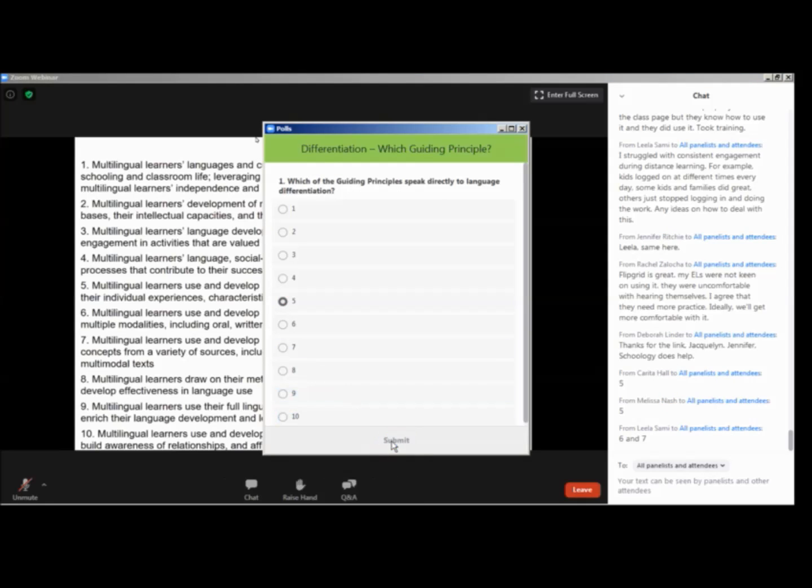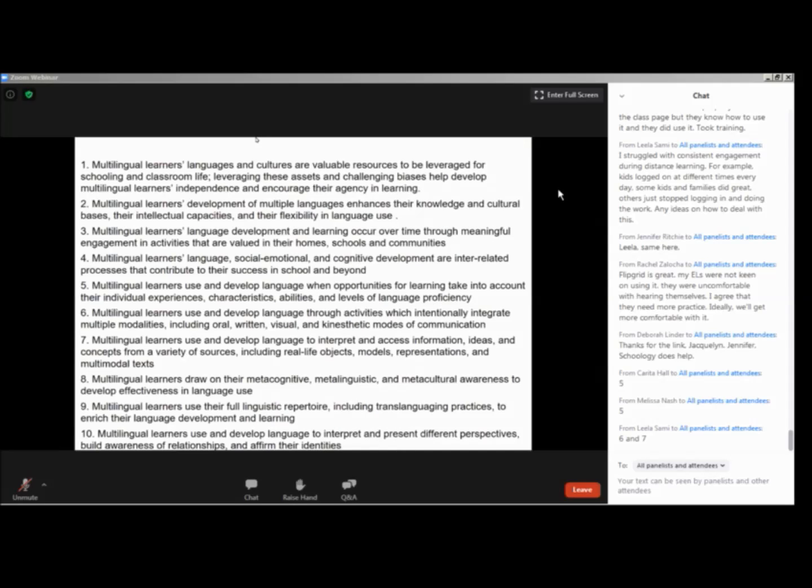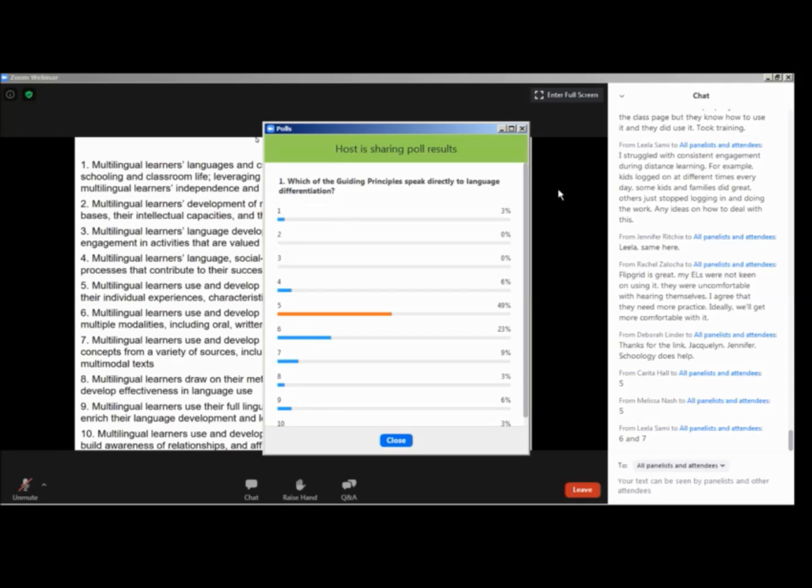All right, so I'm going to end the poll and share the results with you. And most people got it right. Guiding principle number 5 specifically speaks to language differentiation. So good job, guys.